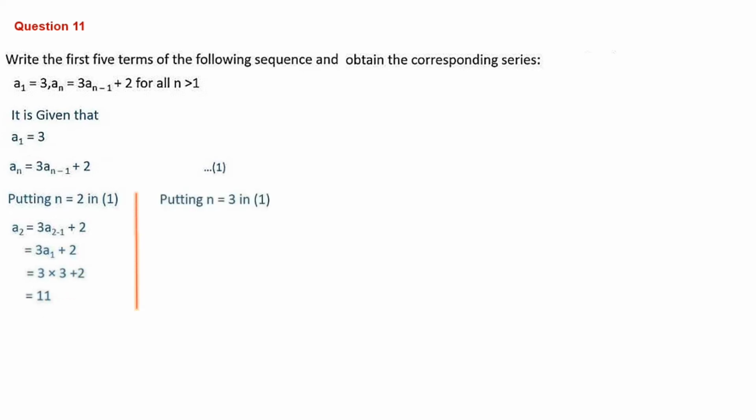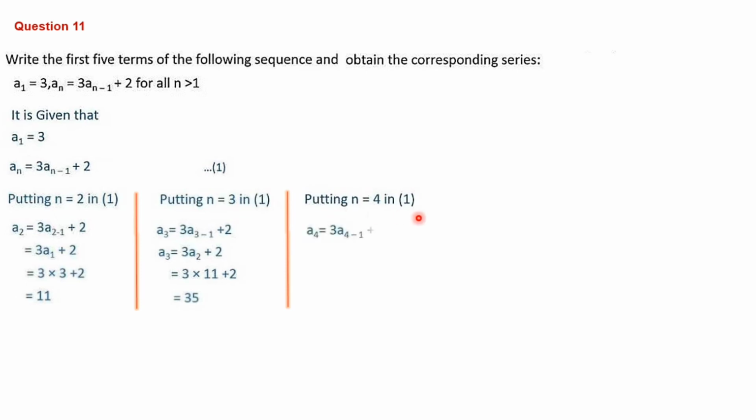Then the third term, putting n is equal to 3. Here a3 is equal to 3 into a_(3 minus 1) plus 2. Remember once again I am telling, this is the position, okay? Don't multiply it with something else. So 3 into a_(3 minus 1) plus 2, that is 3a2 plus 2. a2 we have, it is 11. So 3 into 11 plus 2. 3 into 11 is 33, plus 2, that is 35.